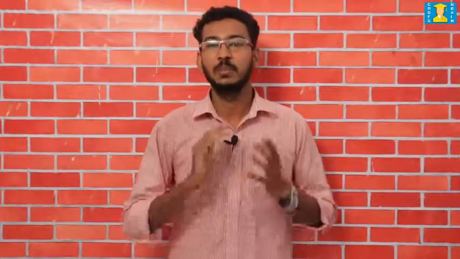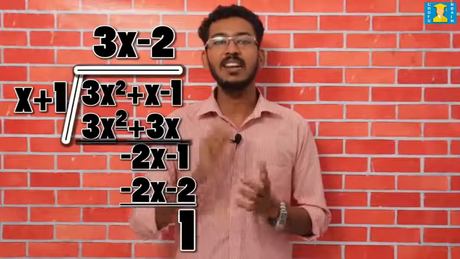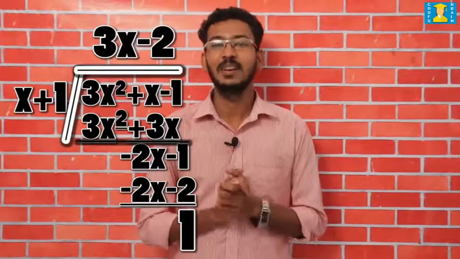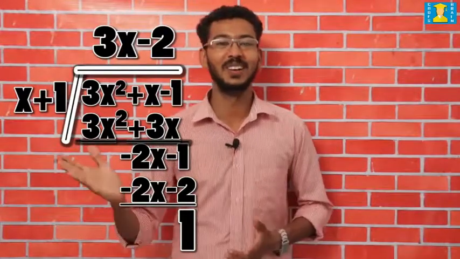Now, the fifth step is to multiply the divisor by the second term of the quotient and then subtract, and continue the process until getting 1 as the remainder. Let us have a look at the above process as a whole.